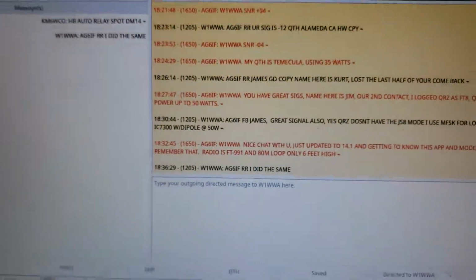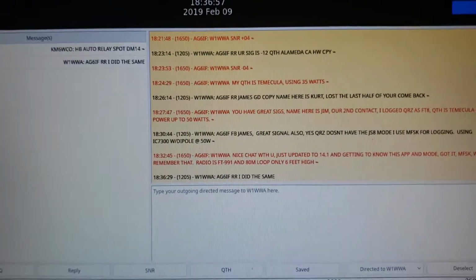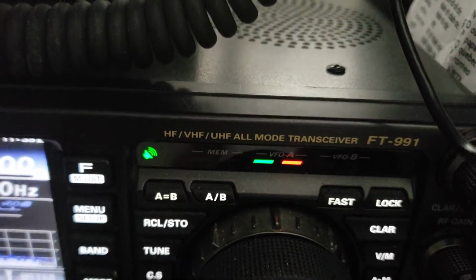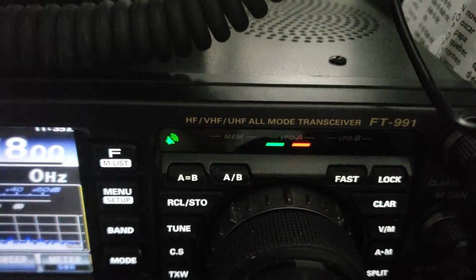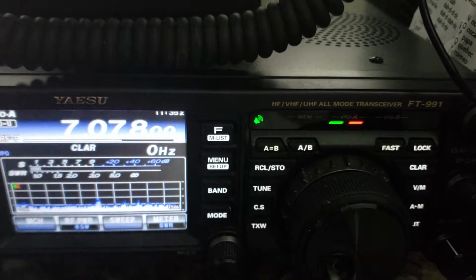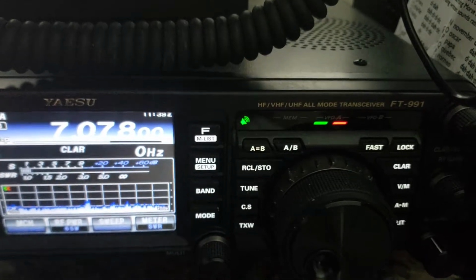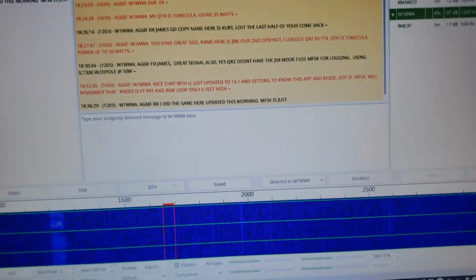So it sounds the same. We'll hear it here in my received audio. It's got the 15-second cycle time on there.